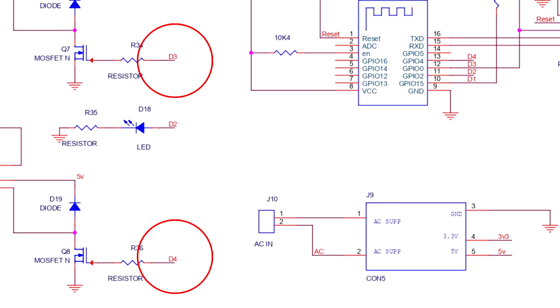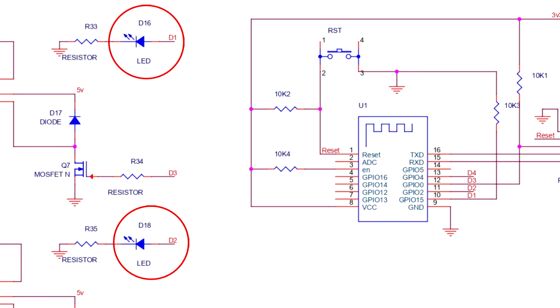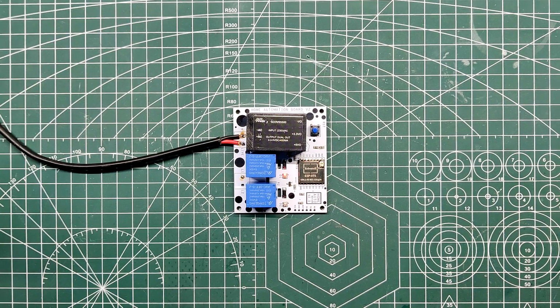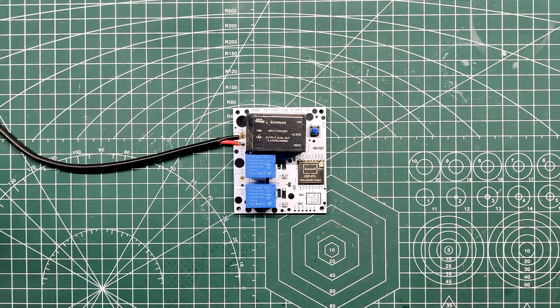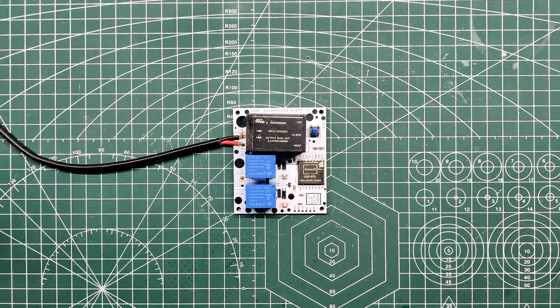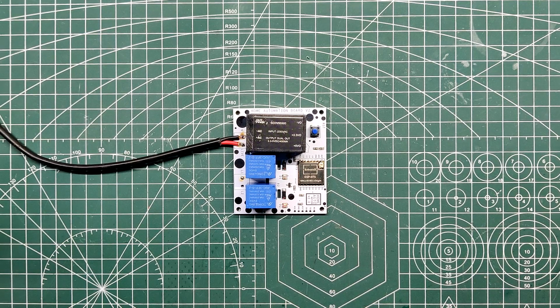The gates of the two MOSFETs that are connected to the relays are attached to GPIO 4 and GPIO 0. The LEDs are connected to GPIO 15 and GPIO 2. The chaser sketch ensures that each output is functional, allowing us to proceed to the next phase, which is to connect an AC load to this home automation board and upload the main sketch.